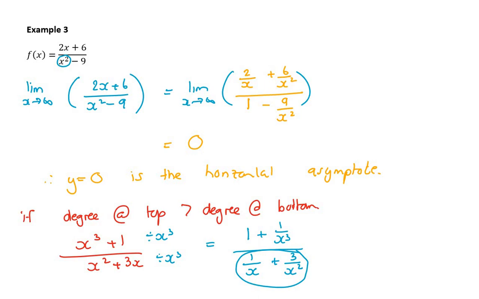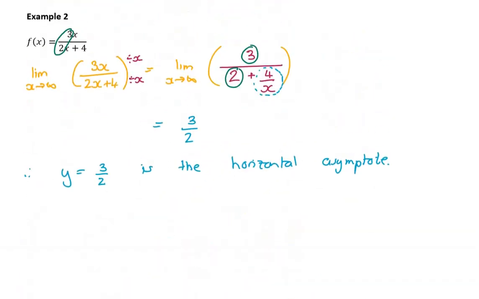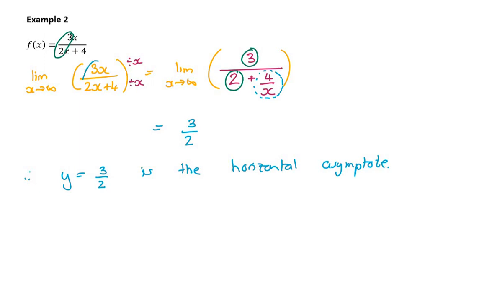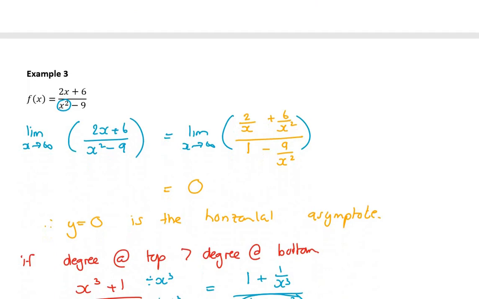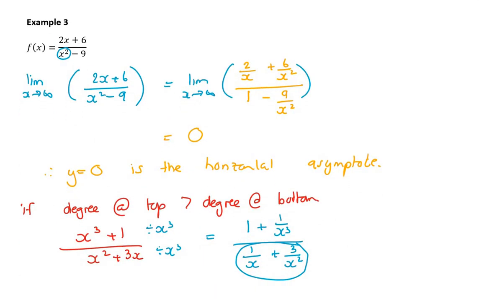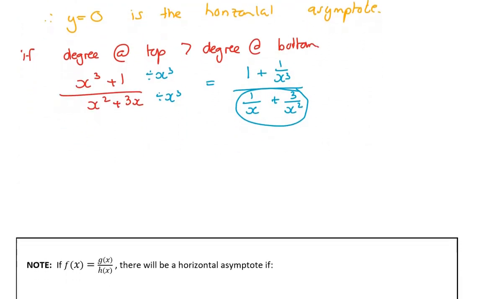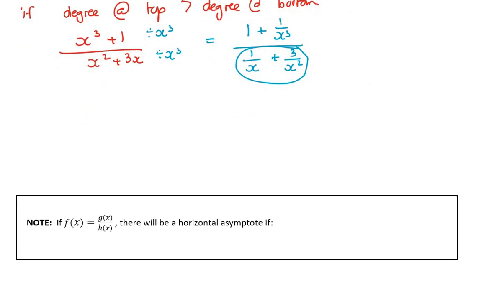So it makes complete sense that you have to have a higher degree at the bottom than at the top, or the degrees have to be equal. If the degrees are equal, then the limit actually just becomes the ratio of these coefficients. If the degree at the bottom is bigger, then the limit is always just 0. But you can never have a degree at the top that's bigger than the bottom. I hope that kind of makes sense. So I've written myself a little note here that says that type of thing.